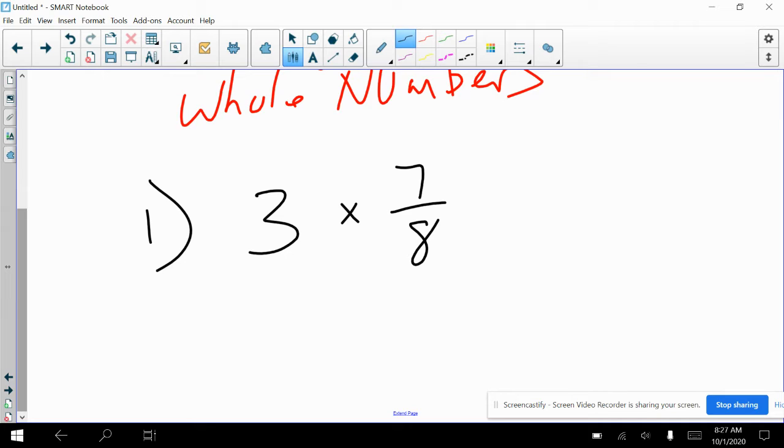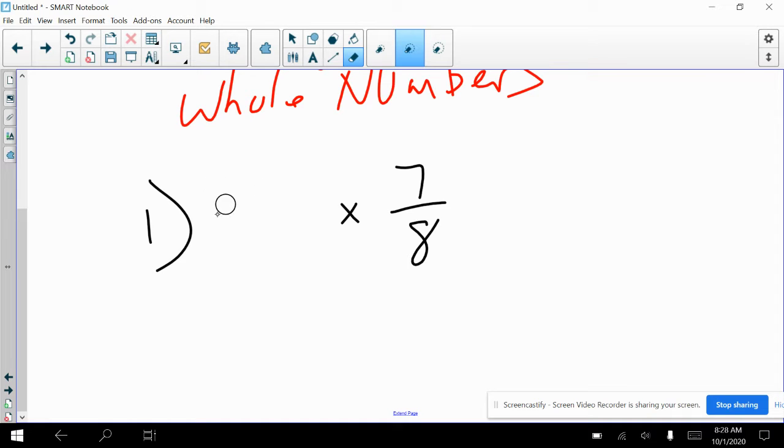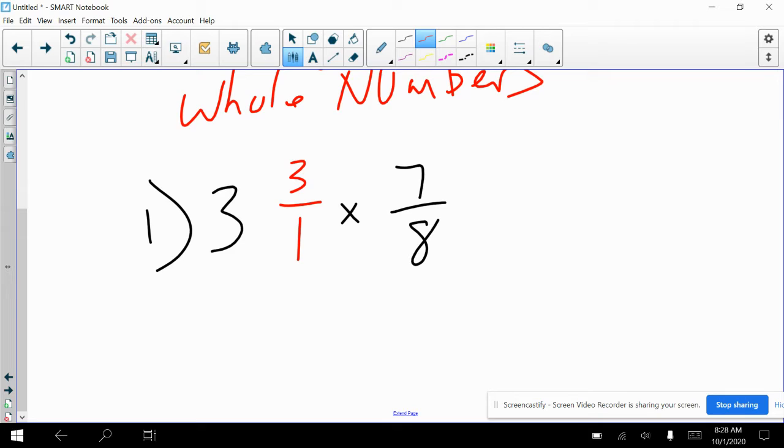So anytime that you have a whole number, I'm going to erase this so you can see it, I'm going to put this over here to make it into a fraction, because we have to keep it the same value. We put the whole number over 1.